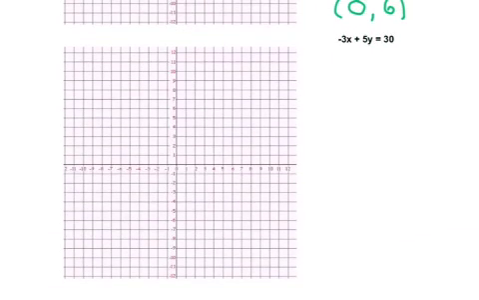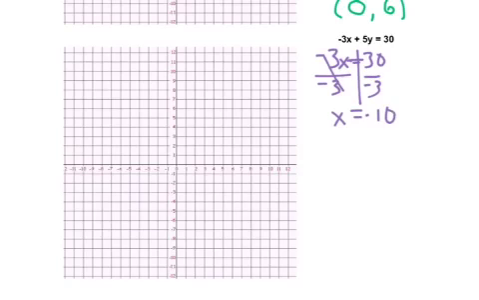For x-intercept, write down everything with your x. So I have -3x equals 30. Divide both sides by -3. And in this case, x would be -10. And if I wrote it as an ordered pair, which you must on your test, it would be -10, 0. And I would plot that point on my x-axis.